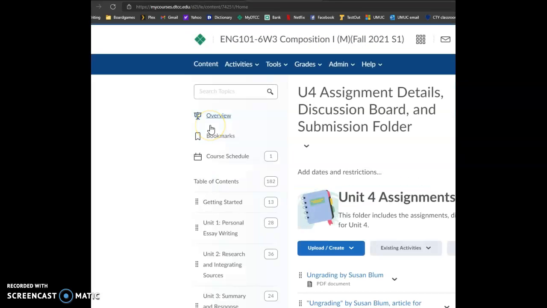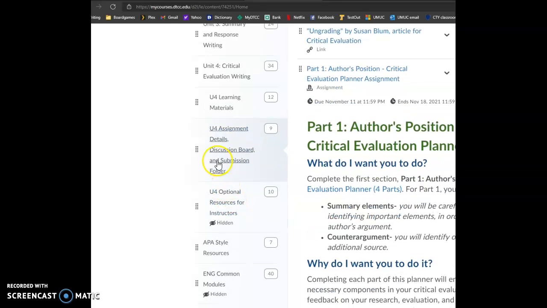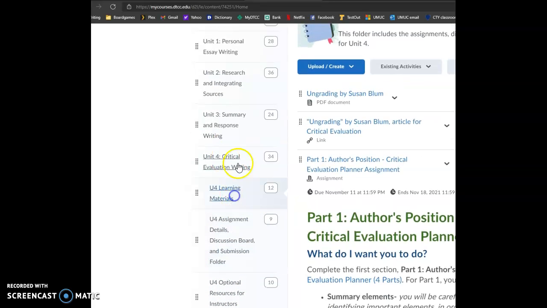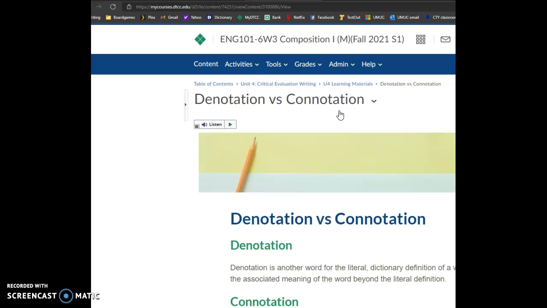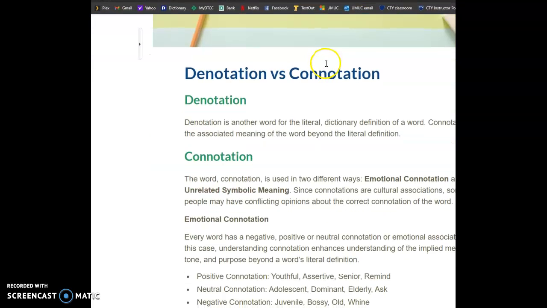So I'm going to show you, and I'll link these in the announcement. I'm going to show you 2 learning materials that are going to help you. One is on tone and one is on denotation versus connotation. So we can start with denotation versus connotation one. So denotation is the dictionary definition of a word. Connotation is all of the implications and associations that are tied up in that word.